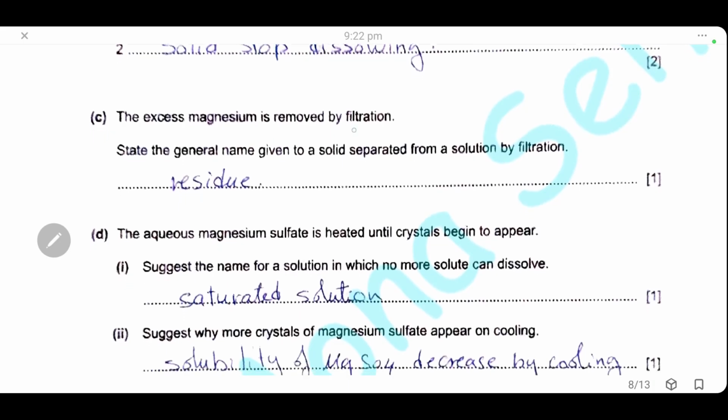The excess magnesium is removed by filtration. State the general name given to the solid separated from a solution by filtration. By filtration, we separate a solid which remains in the filter paper, and this solid is called residue.